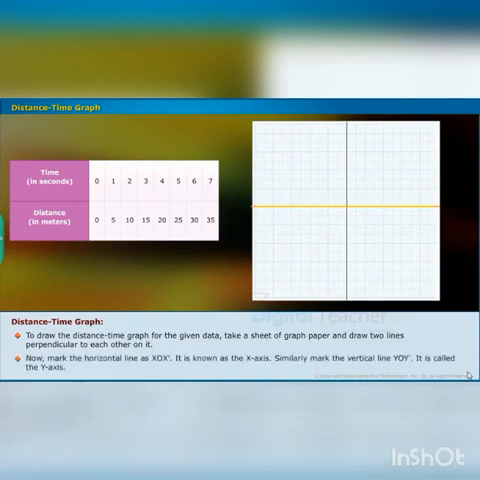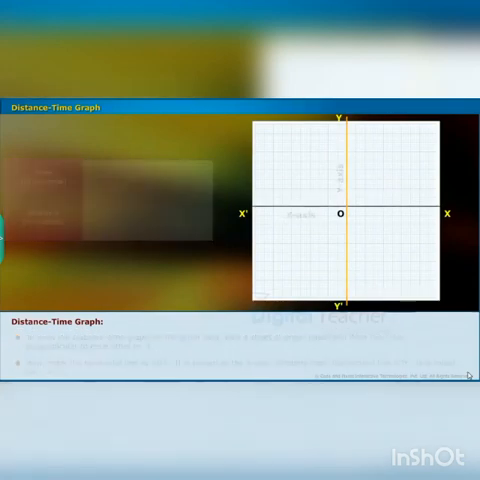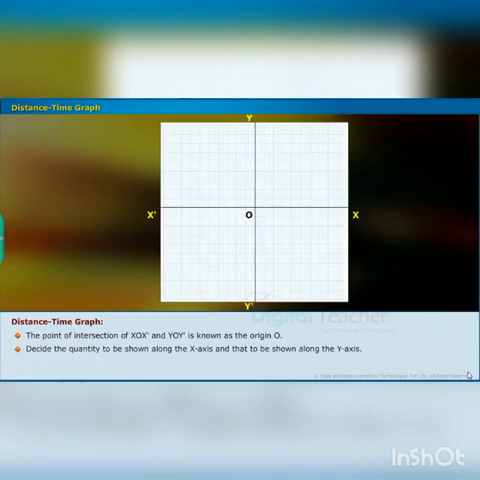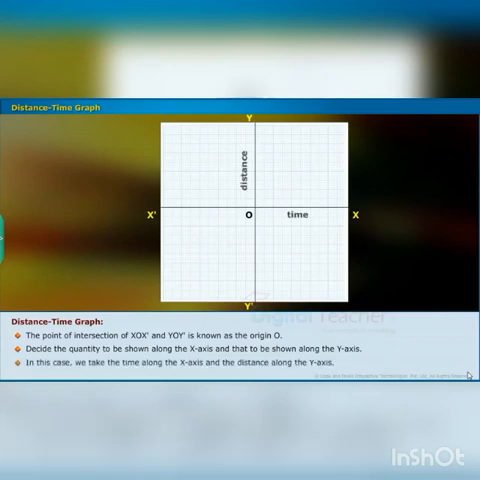Now mark the horizontal line as XOX'. It is known as the x-axis. Similarly, mark the vertical line YOY'. It is called the y-axis. The point of intersection of XOX' and YOY' is known as origin O. Decide the quantity to be shown along the x-axis and that to be shown along the y-axis. In this case, we take the time along the x-axis and the distance along the y-axis.